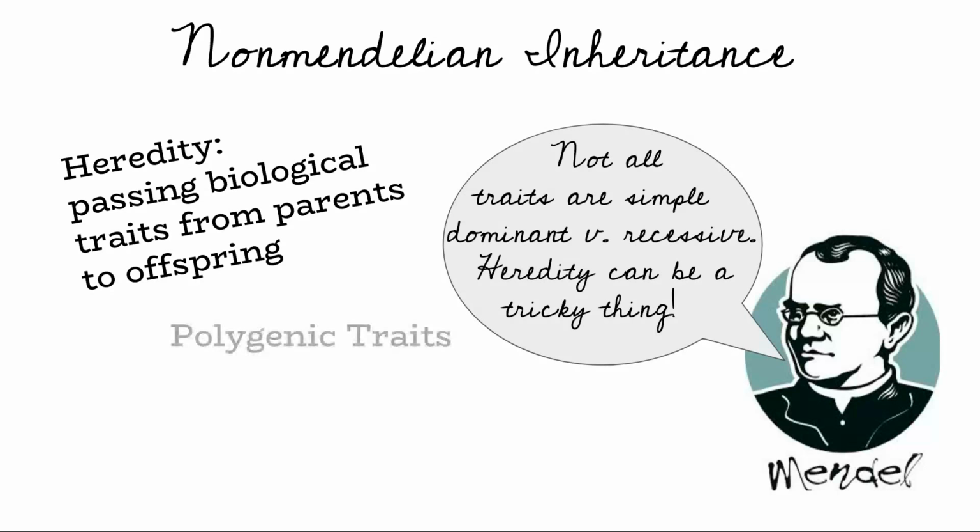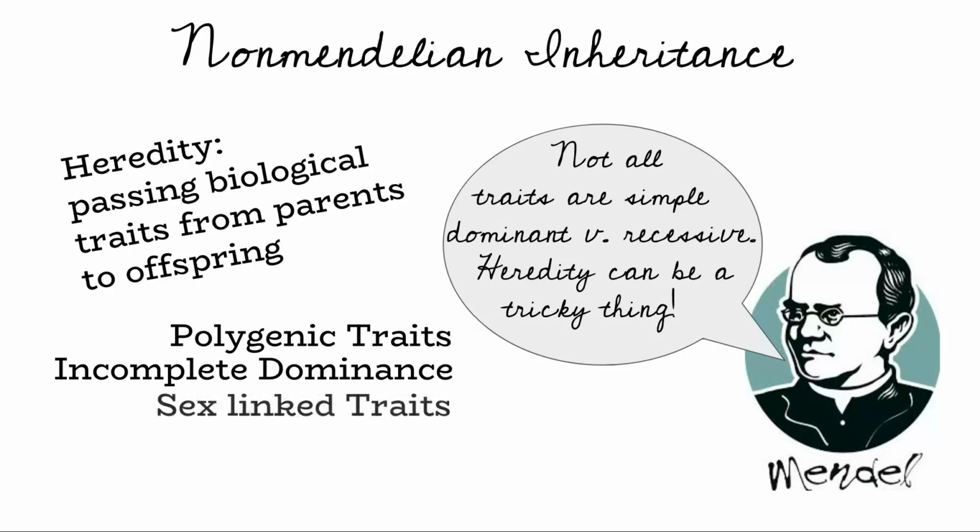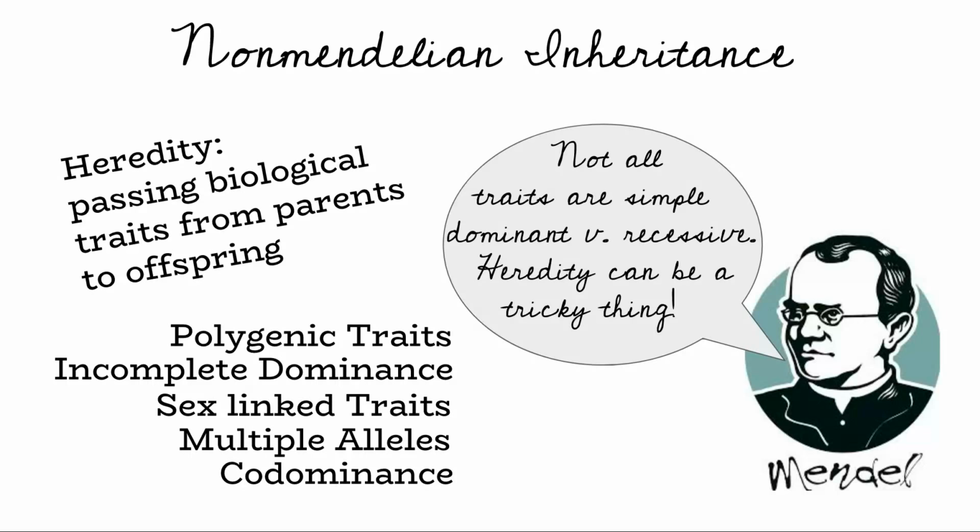So in conclusion, we just need to remember that not all traits are as simple as what Mendel observed in his pea plants. There are many different types of inheritance that affect our traits.